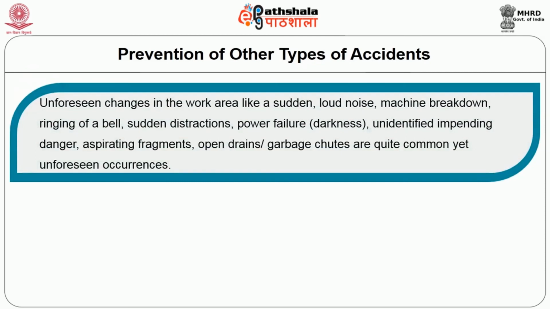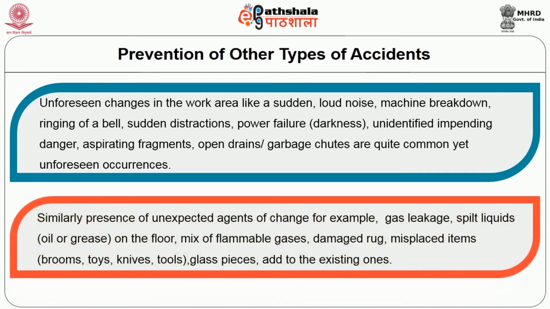Other reasons are unforeseen events and unexpected changes. What are they? Unforeseen changes in the work area like a sudden loud noise, machine breakdown, ringing of a bell, sudden distractions, power failure creating darkness, aspirating fragments, unidentified impending danger. Open drains or garbage chutes are quite common yet unforeseen occurrences. Similarly, presence of unexpected agents of change, for example, gas leakage, spilt liquids like oil or grease on the floor, mix of flammable gases, damaged rug, misplaced items like a broom or a knife, glass pieces, all add to the existing ones.